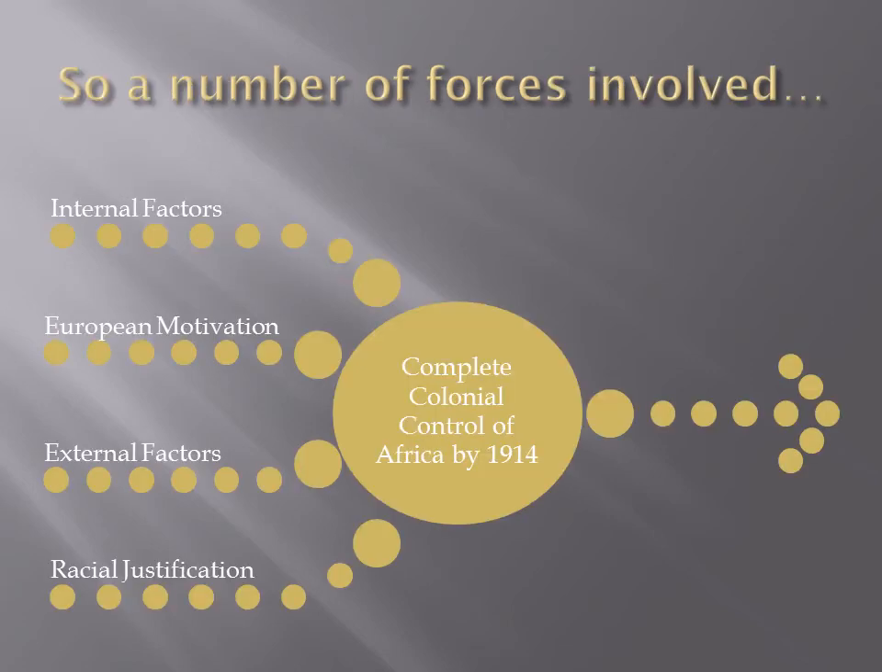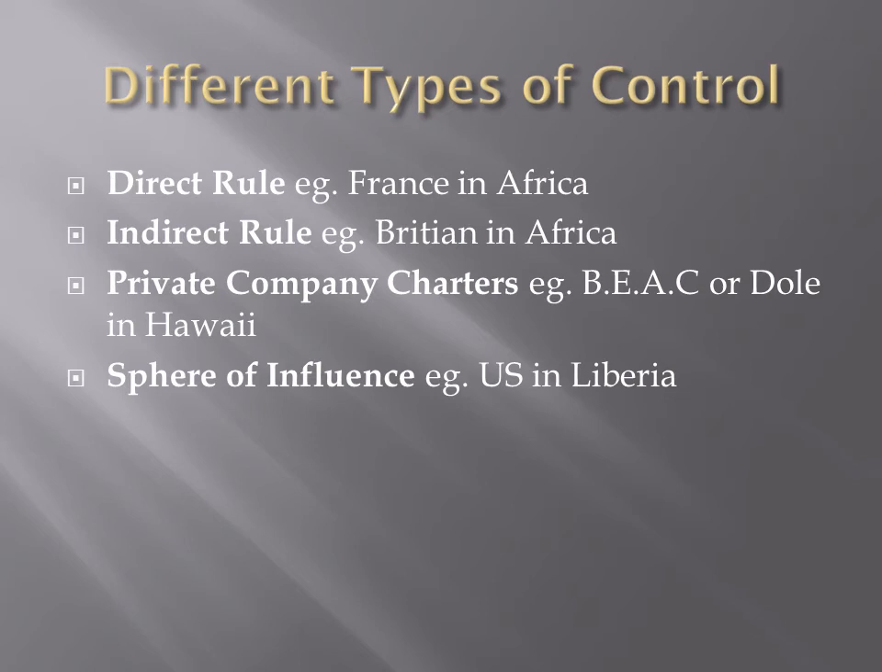And so what you see is all these factors coming together. And really, they believed that they were doing the right thing, that this was their duty to go down here and do it. And what you see is actually all the Europeans are going to gather at a table in Berlin in 1883, I believe, and they're going to split up Africa. They're going to actually divvy it up, and the entire continent will be controlled with two exceptions. There are different types of control that are going to be used, and we're going to be looking at those this week. There's direct rule, indirect rule, private company charters.